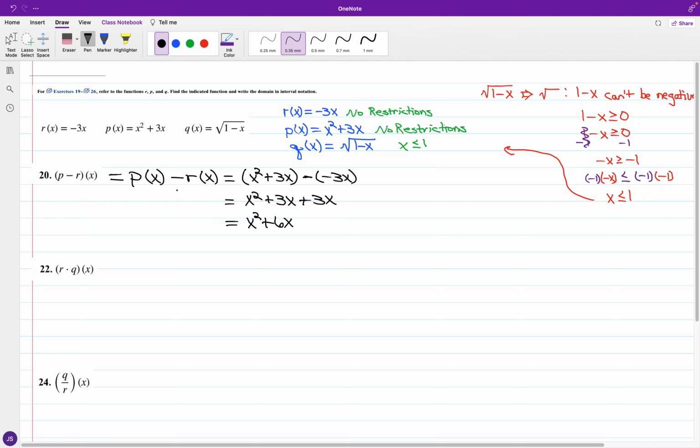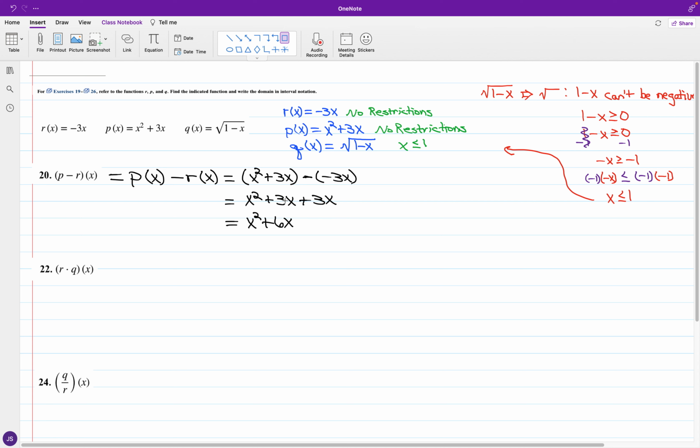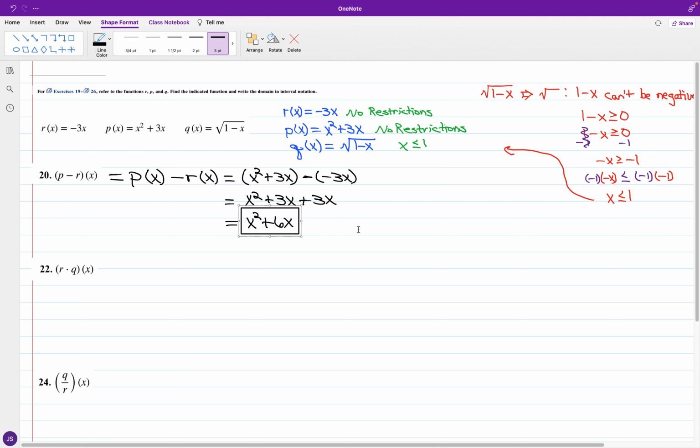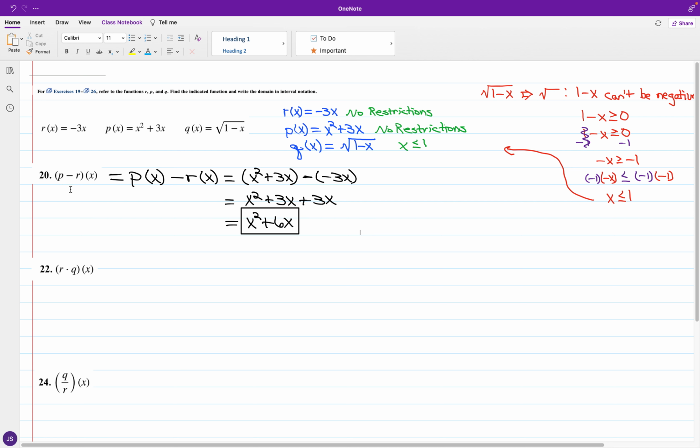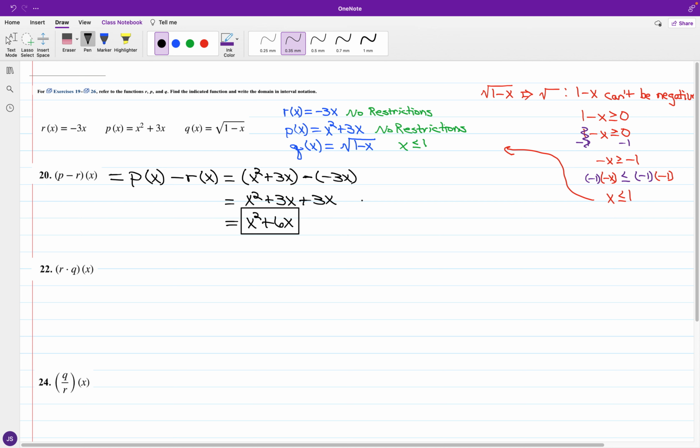So for p minus r of x, again translating to p of x minus r of x, the output is going to be x squared plus 6x. And again, with the nature of the function being a difference function, we're limited to combining the restrictions, if any, that exist between p of x and r of x. And note that we have no restrictions. The domain is going to be the set of all real numbers.